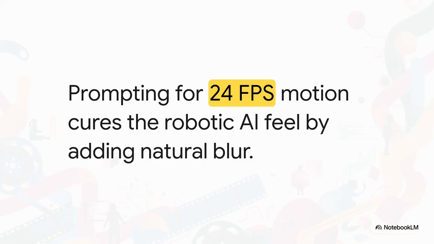You're basically telling the AI's rendering engine, hey, don't give me that hyper-smooth digital motion. Give me the slight, beautiful motion blur and the rhythm of a physical film camera. Honestly, this single addition is very often the magical cure for that robotic AI feel.